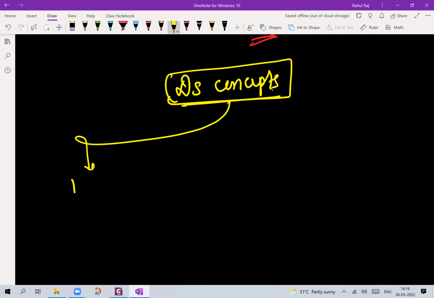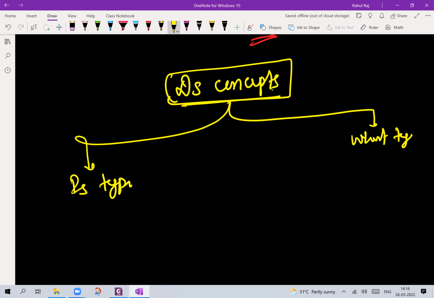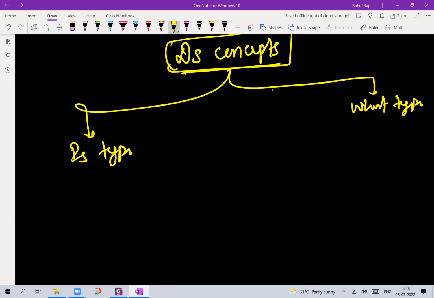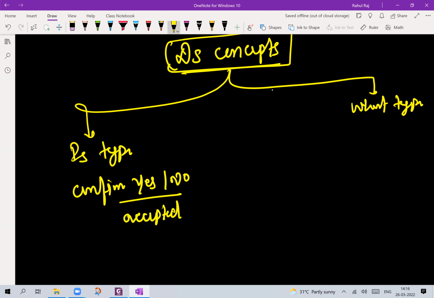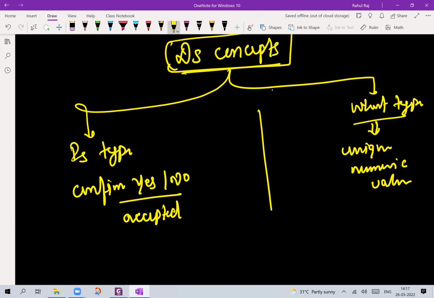You have one is type and one what type. In is type, confirm yes and confirm no, both are accepted answers. In what type, you have a unique numeric value as an answer. So before we discuss what type, let's come to is type. What exactly do you mean by is type? What do you mean by confirm yes and confirm no?